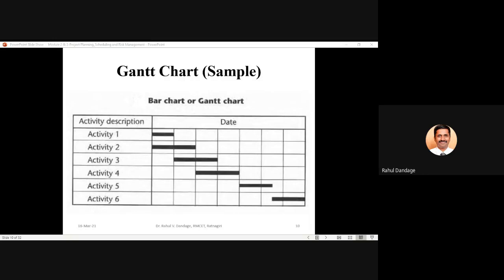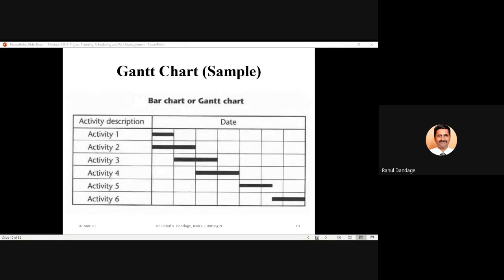If these are the different weeks, we can observe that activity 1 starts at the beginning of the first column and finishes at the end of the first column. So we can predict that activity 1 starts at date 1 and finishes at date 7, which means the entire first week will be occupied by the various works related to activity 1.